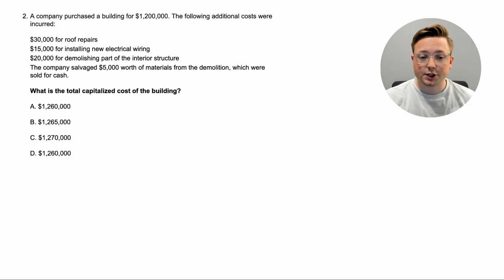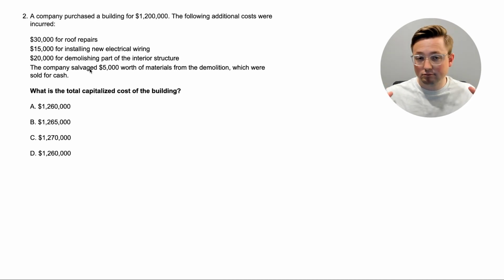All right, here we are at question 2. What is the total capitalized cost of the building? Okay, so this is a building. A company purchased a building for $1,200,000. The following additional costs were incurred: $30,000 for roof repairs, $15,000 for installing new electric wiring, $20,000 for demolishing part of the interior structure, and the company salvaged $5,000 worth of materials from the demolition, which were sold for cash.